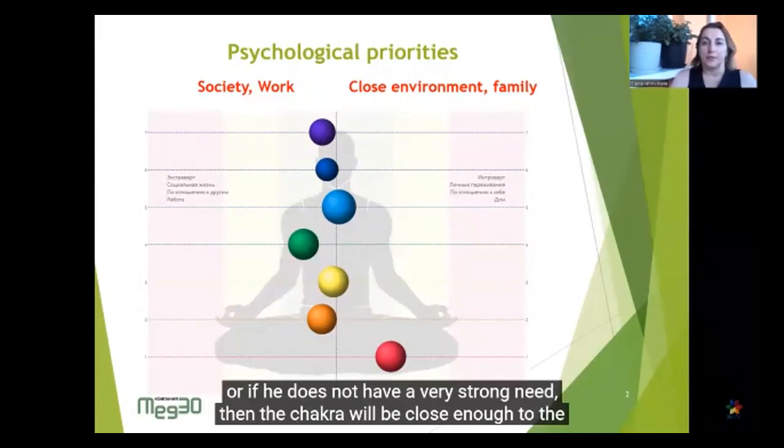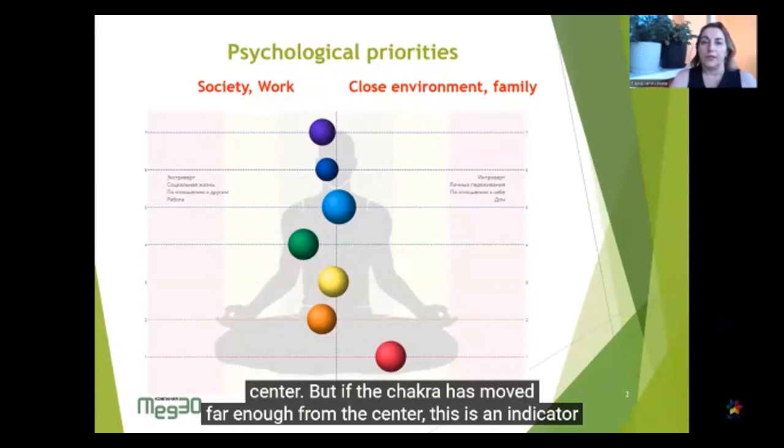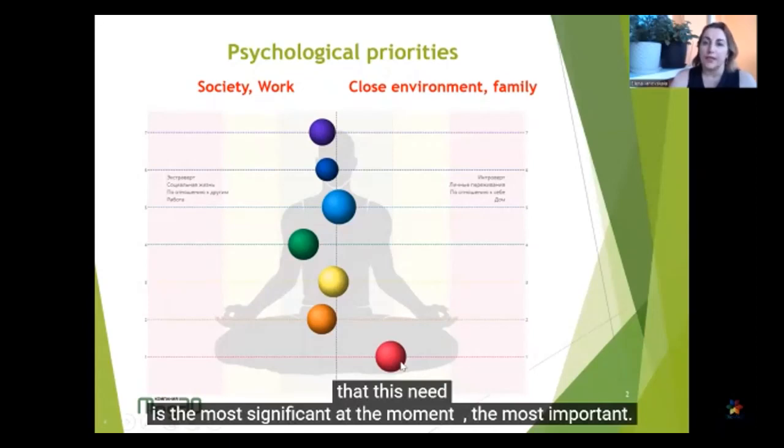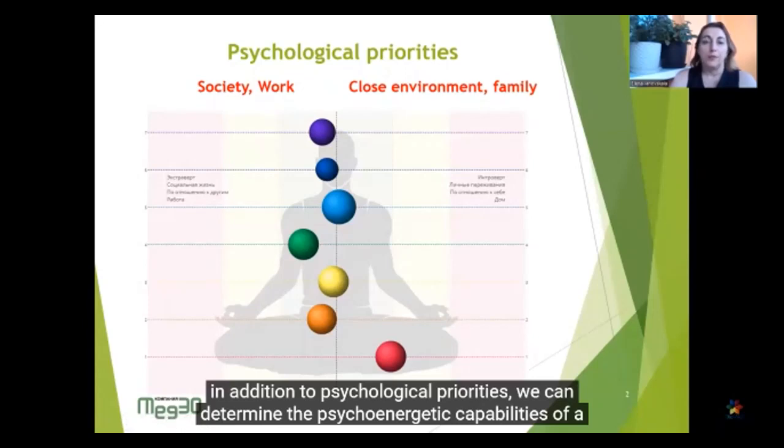If he realizes them, or if he doesn't have a very strong need, then the chakra will be close enough to the center. So if there are no problems. But if the chakra has moved far enough from the center, this is an indicator that this need is the most significant at the current moment.